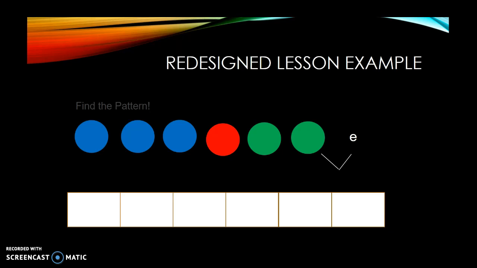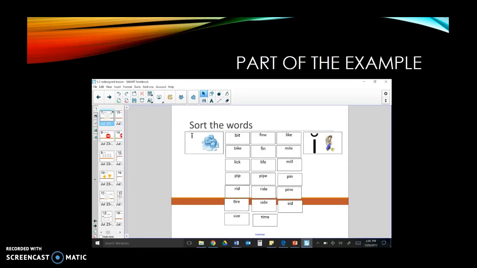This is finding the pattern. On the smartboard, these chips, you'd be able to move them. Here is another thing where it's the word sort, so they have to sort the word cards in the middle under the long I or the short I.